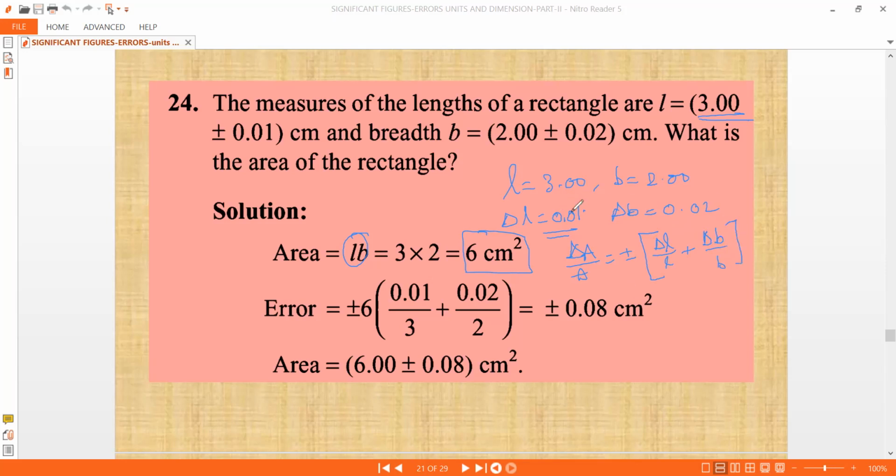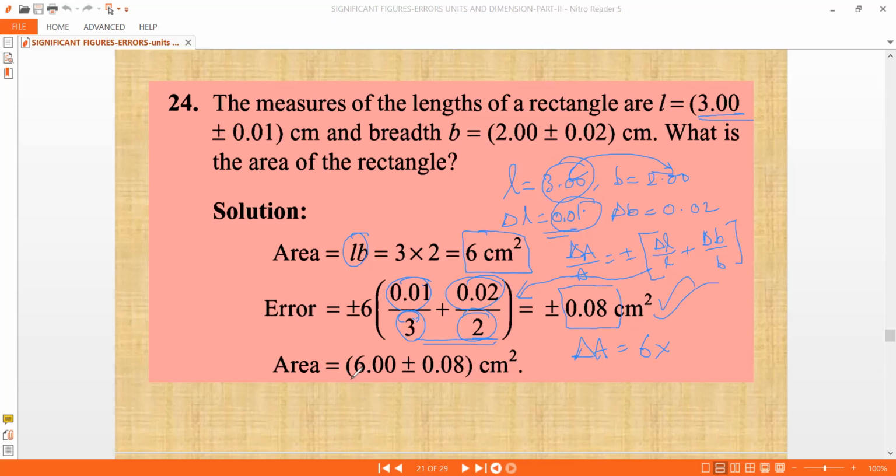So what is your delta L? 0.01 divided by L. Of course, 0.01 divided by 3 and 0.02 divided by 2. So that is written over here. And now you have to calculate what is delta A. You obtain 6 by multiplying L into B, that is 6.00 centimeters square. So 6 multiplied by this part, and once you do that, you will get 0.08 centimeters square.